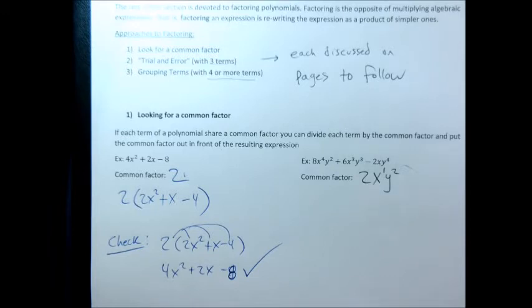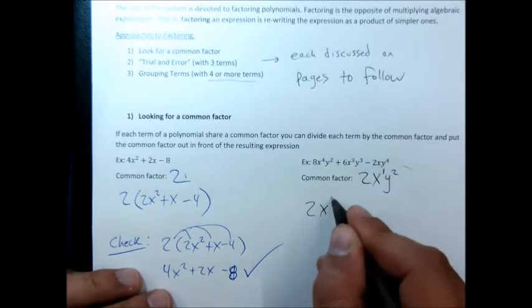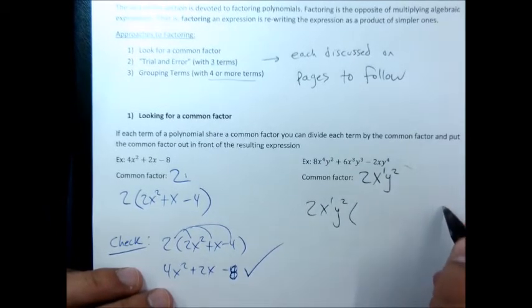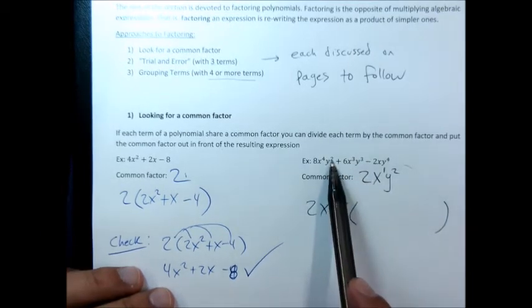Got a couple minutes here. Take 30 seconds and factor this one out. Right? So you want to divide everything in there by 2xy squared. There's a y to the third in the middle, but this one only has a squared.